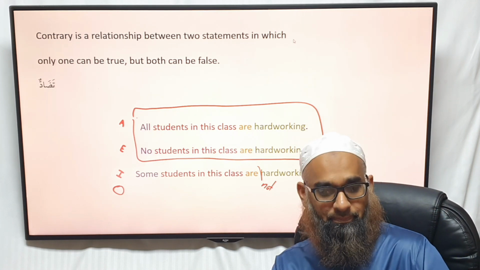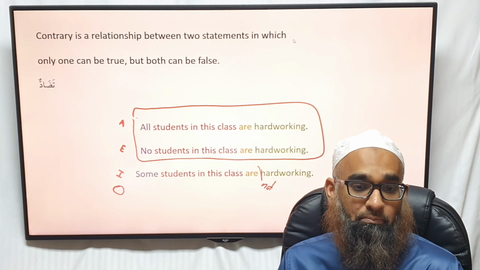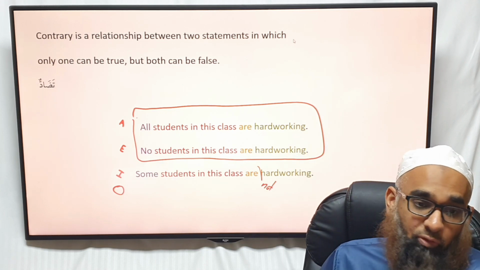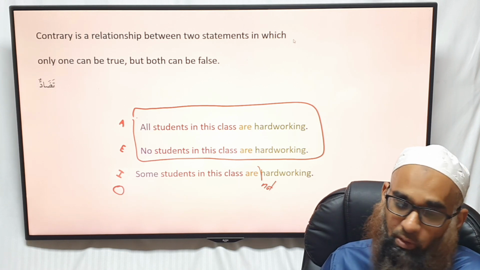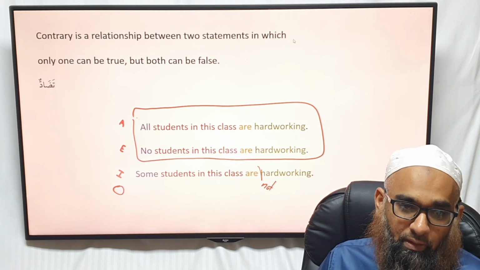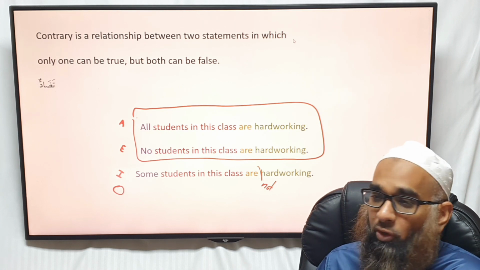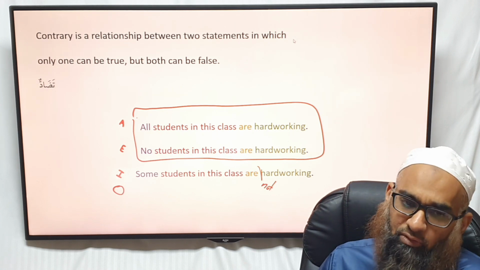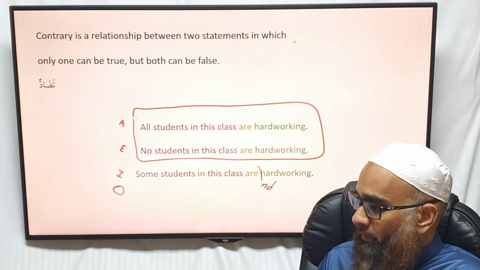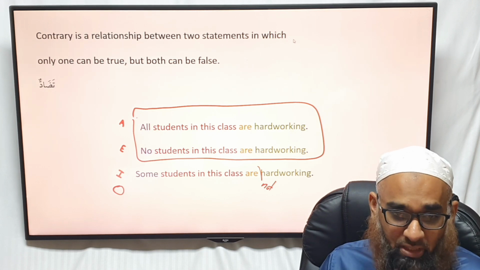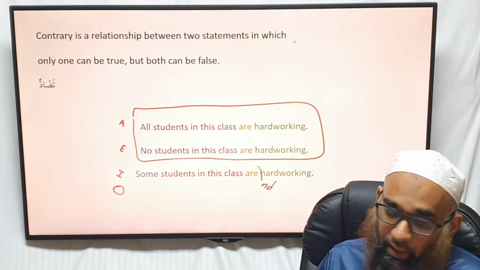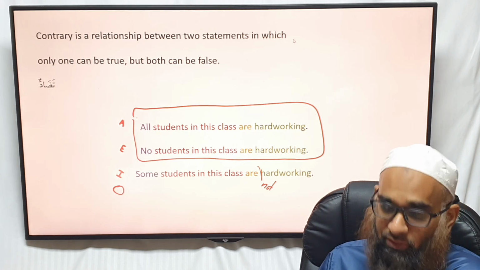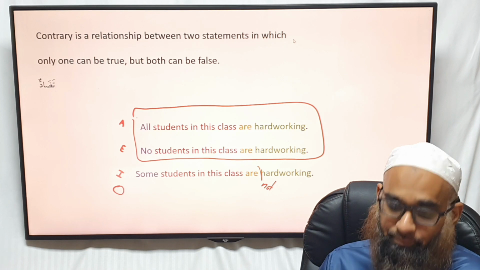You get it? Okay, so contrary is when both can be false. And contradictory is when one has to be true, either one of them. That kind of boils down to false dichotomy, which we'll come to later on in informal logic. But you understand here? So contradictory and contrary are different. Contradictory is tanaqud, and contrary is tadad. And tadad, contrary, means both can be false.